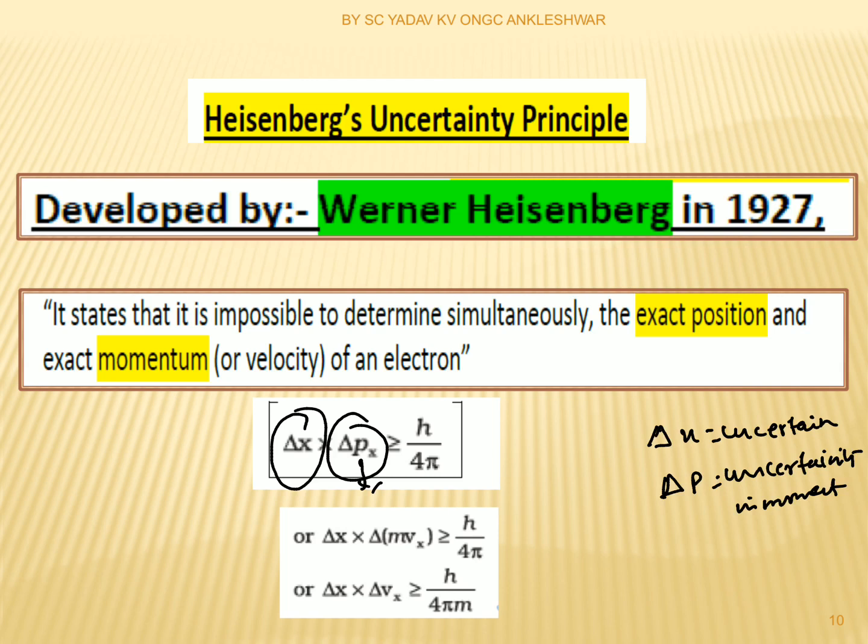So this expression can also be changed like this: delta x in place of delta px. Now why is it written px? It means in the coordinate axis, in the x direction, momentum is in x direction. So in place of delta px, I have written delta m vx. Mass is fixed, so it is a constant value, it is just shifted to the right side because h is constant, pi is constant, and mass is also constant. So now the uncertainty in position and uncertainty in velocity, the product of these two is greater than or equal to h by 4 pi m. So my dear student, this is the final mathematical expression for Bohr's model.